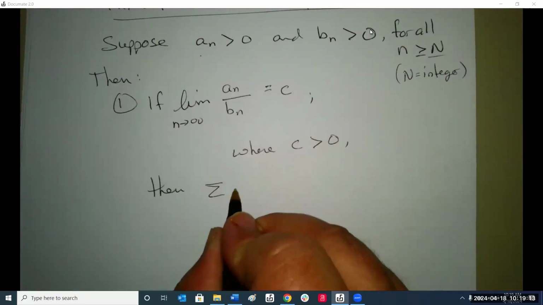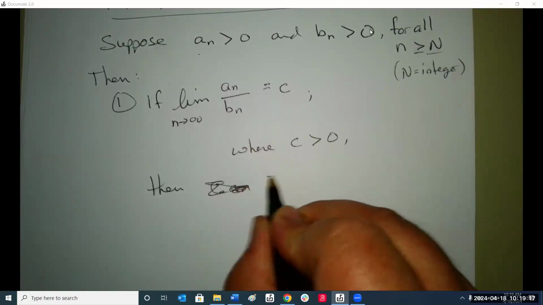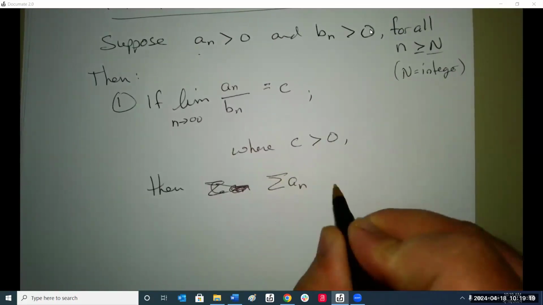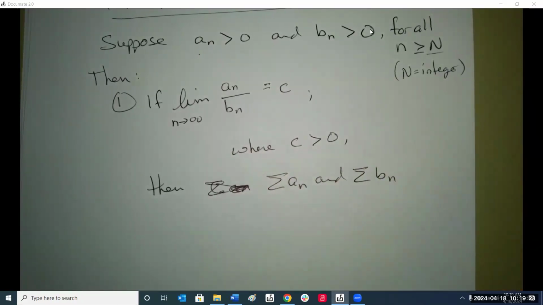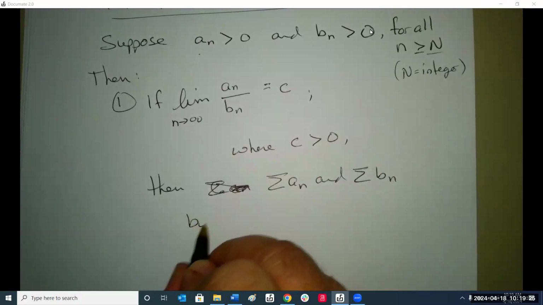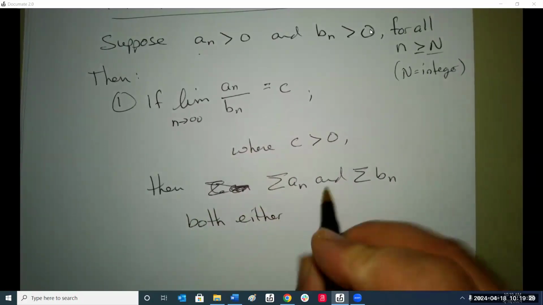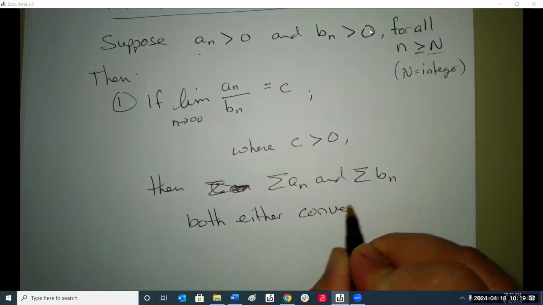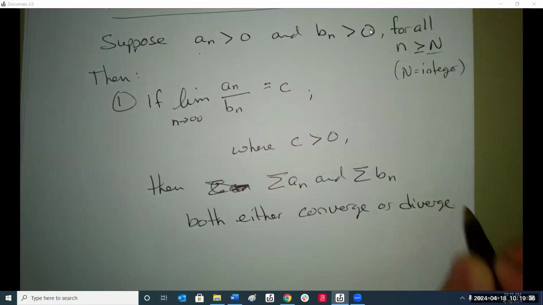Then the summation of a sub n and the summation of b sub n both either converge or diverge.